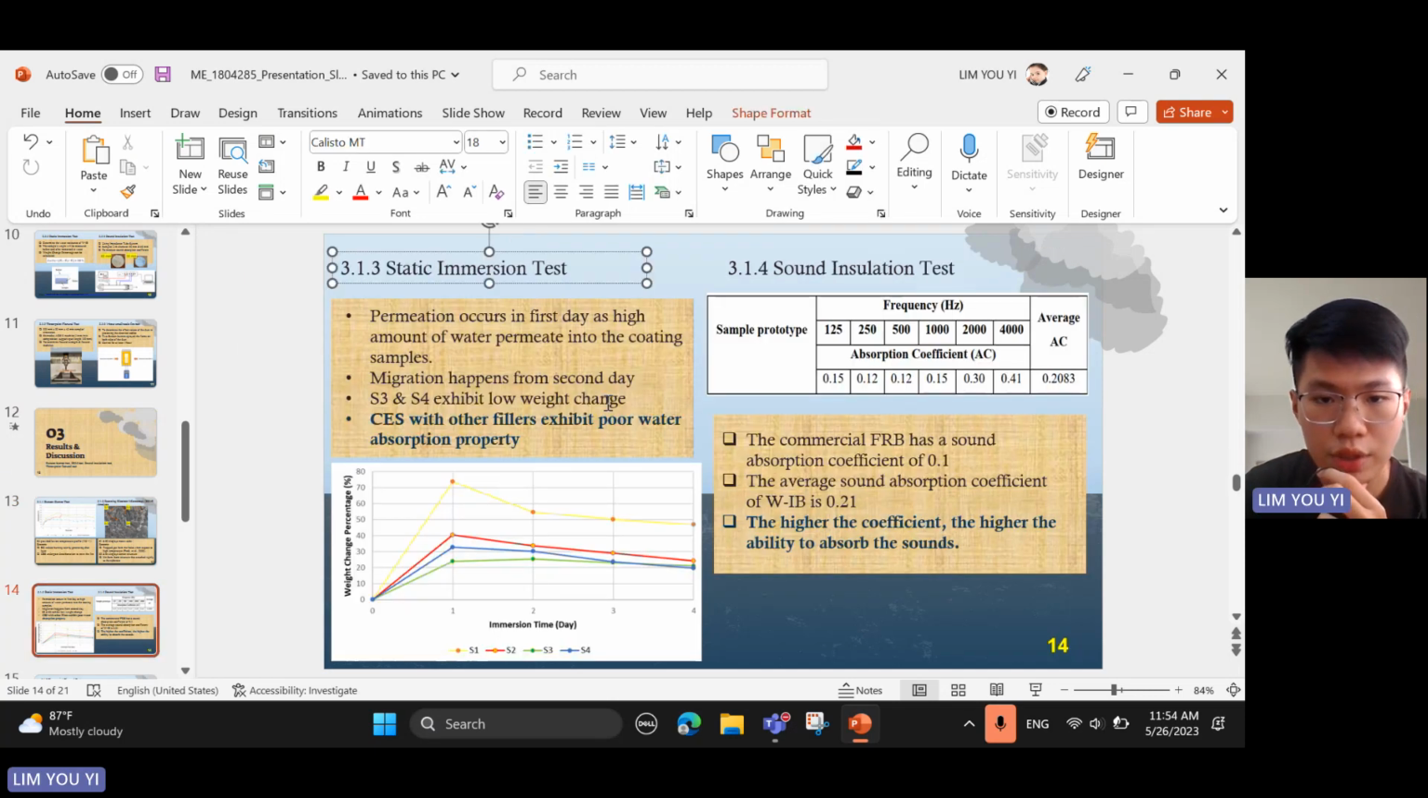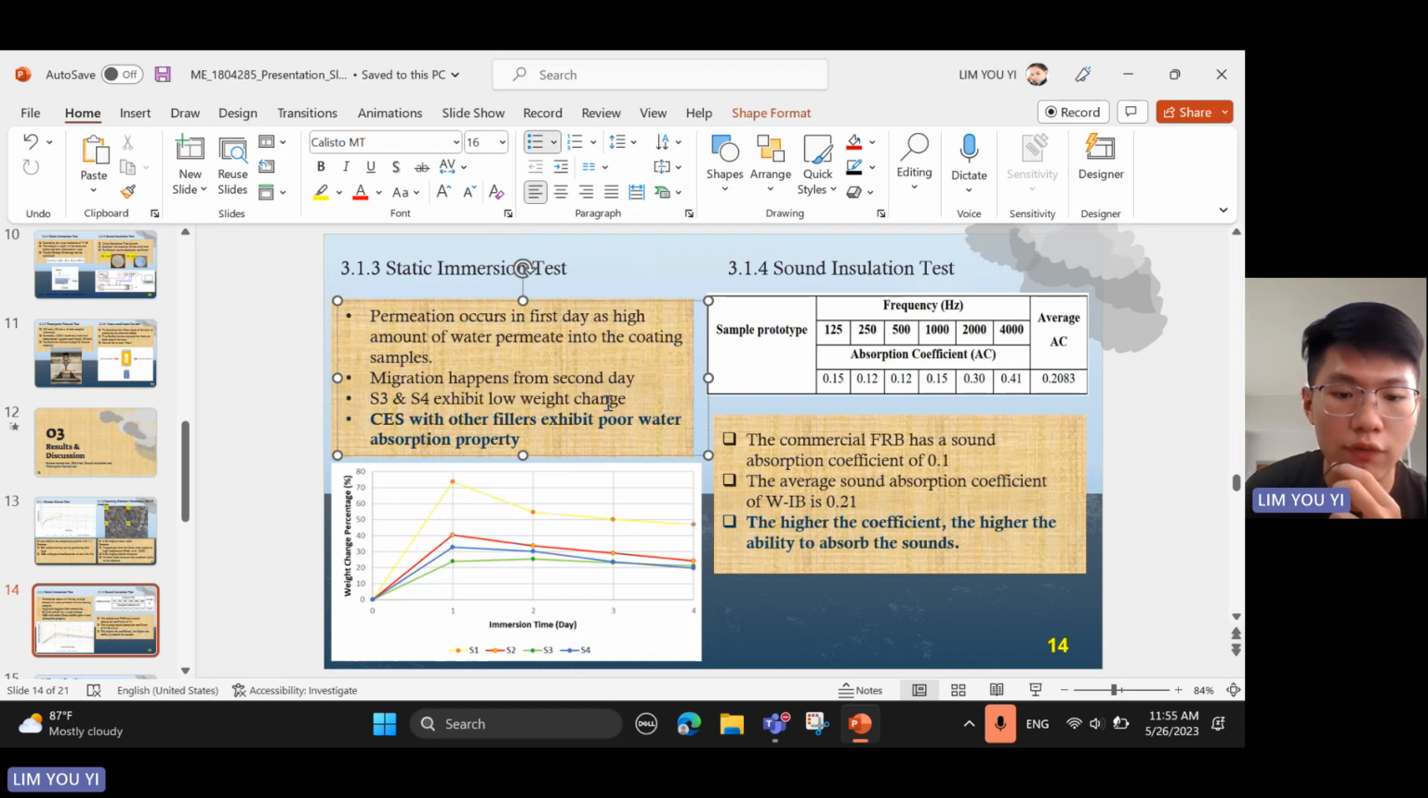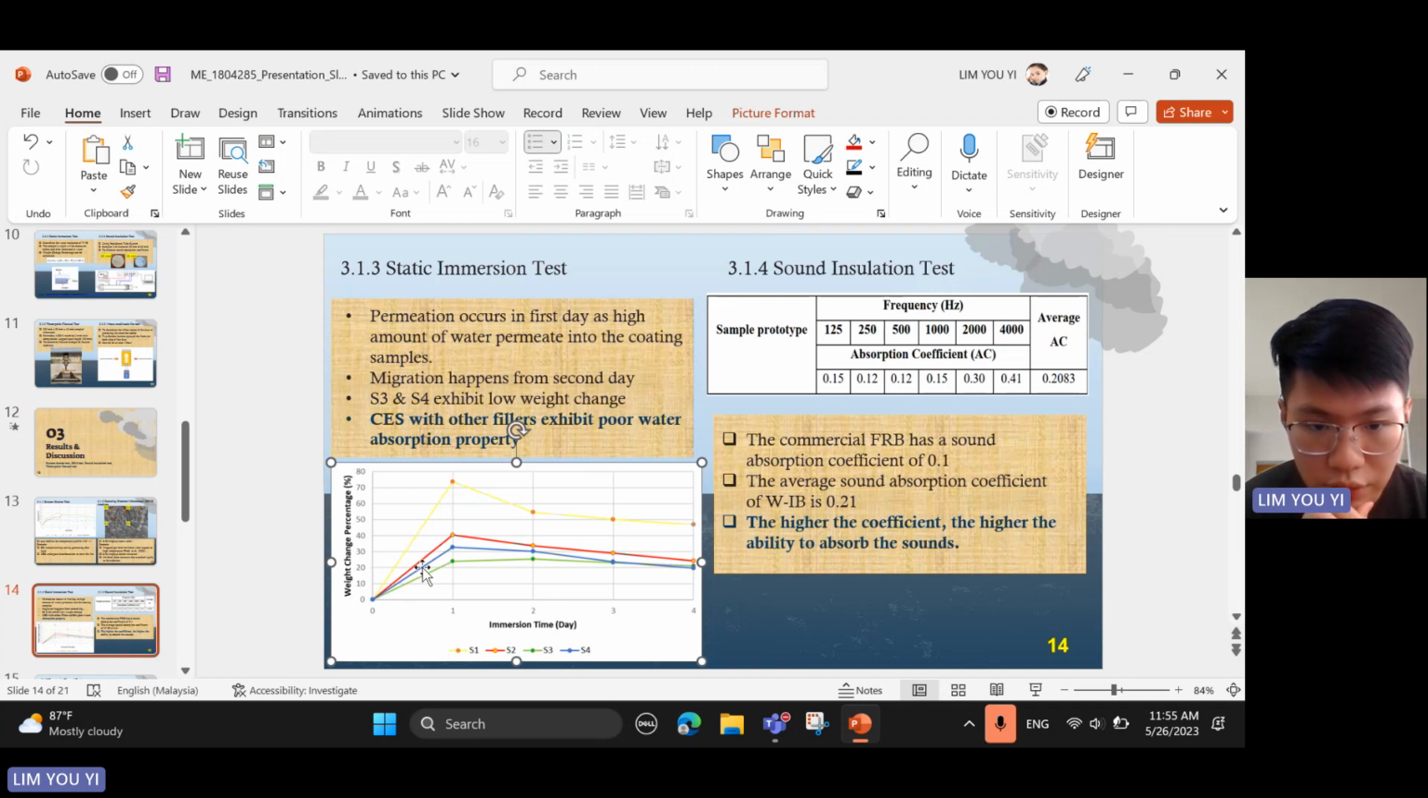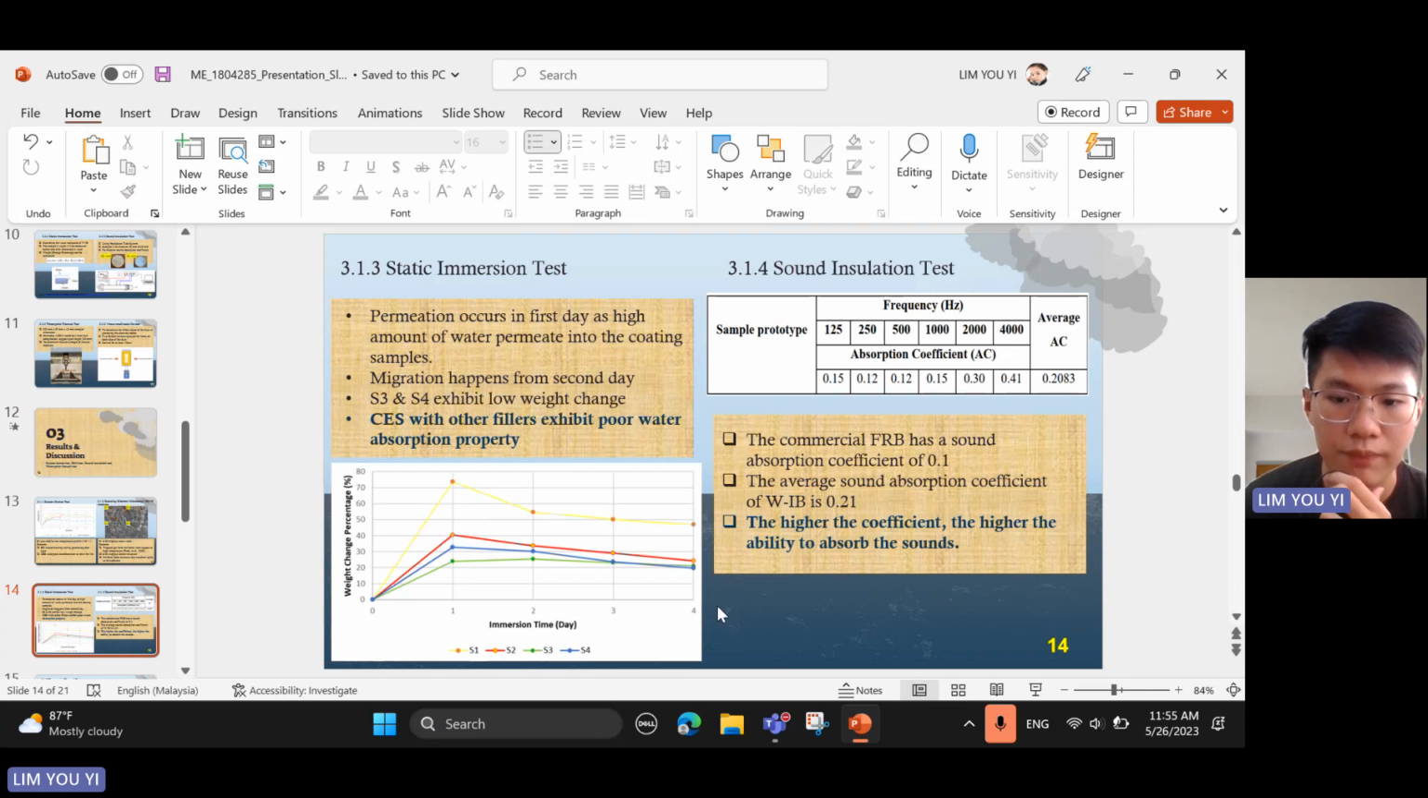Next, the static immersion test allows us to determine the water resistivity of each of the samples by measuring the weight of the samples before and after being immersed in the water. So, as you can see from this graph, the blue color and the green color show a lower weight change percentage as compared with other samples. The blue color and the green color indicate sample number 4 and sample number 3 respectively.